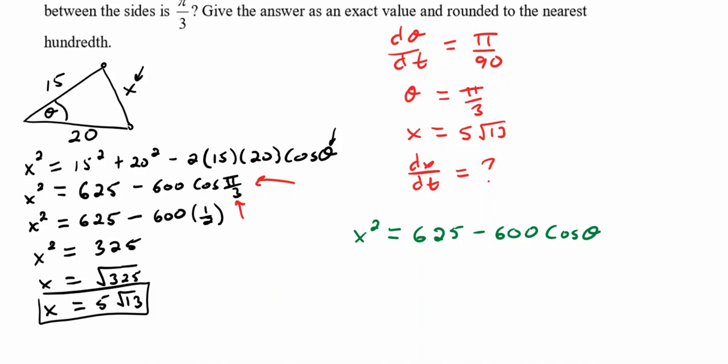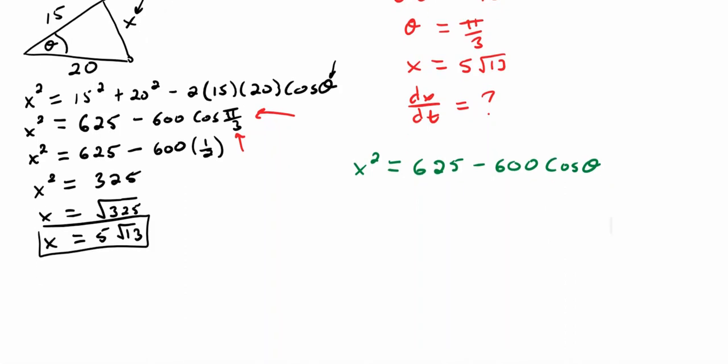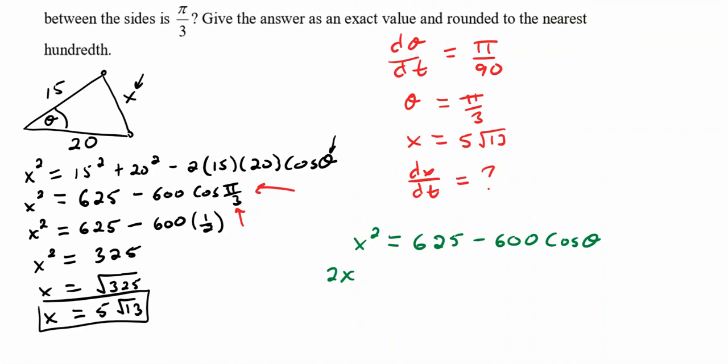And now we've got to take the derivative of this. Taking the derivative of this would be 2x, and then times x prime. Remember what we're doing here.